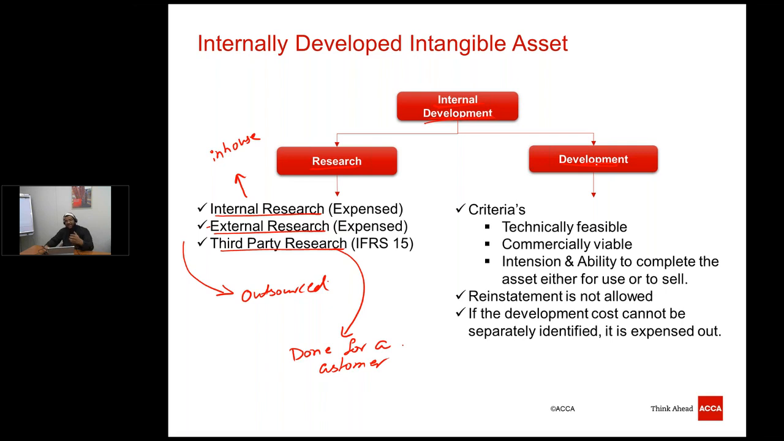Internal research is when I am doing the research for myself. When my research is being done by you, this is called external research. I'm doing research on my own, internal research. I'm doing a research for you, third party research. You are doing a research for me, external research for me. I'm doing the research on my own, internal research for me.